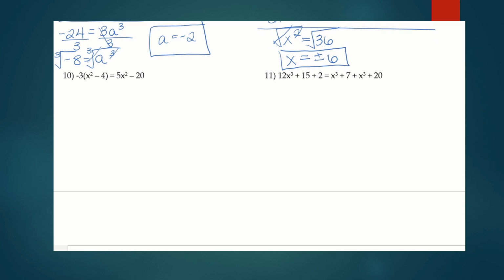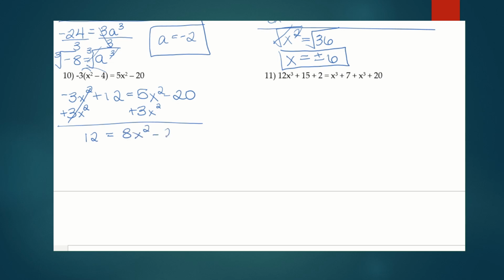For number 10, let's once again start by distributing. So negative 3x squared plus 12 equals 5x squared minus 20. Bringing all my squared terms to the same side, I'm going to add 3x squared to both sides so I can undo that negative over there. And that gives me 12 equal to 8x squared minus 20. I'm going to add 20 to the other side to undo the subtraction that's going on. And I get 32 equals 8x squared.